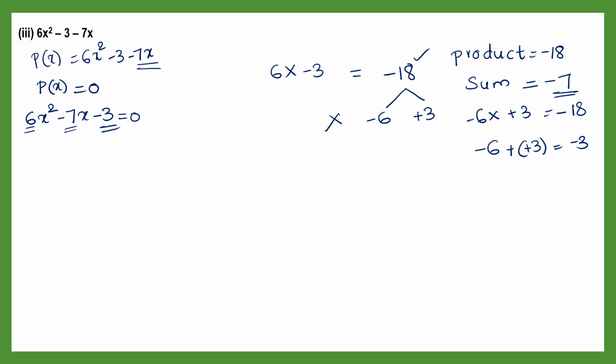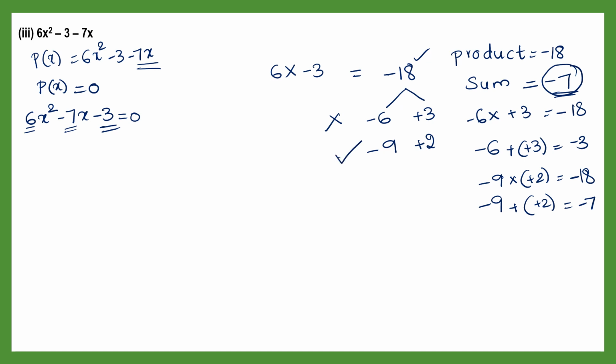Now let's take 18 written as 9 into 2. So let's take minus 9 plus 2. Let's find the product. Minus 9 into plus 2: minus into plus is minus, 9 into 2 is 18, so minus 18. Next find the sum. Minus 9 plus 2 is minus 7. So the sum is also verified, minus 7. So you can take these numbers. Minus 18 can be split as minus 9 plus 2.